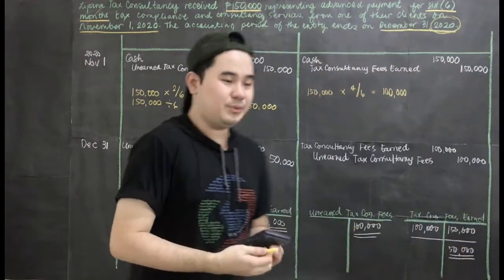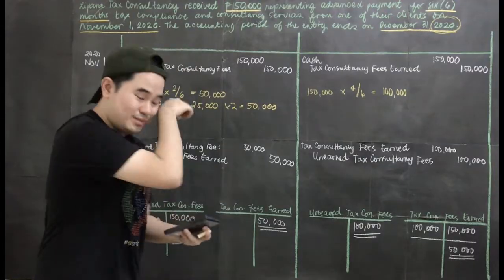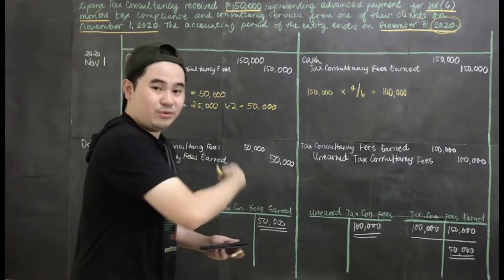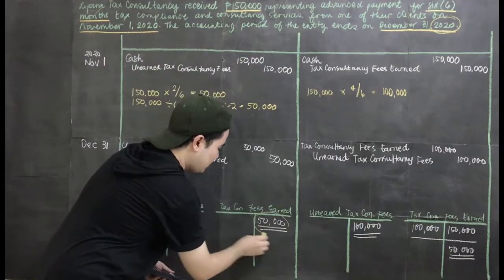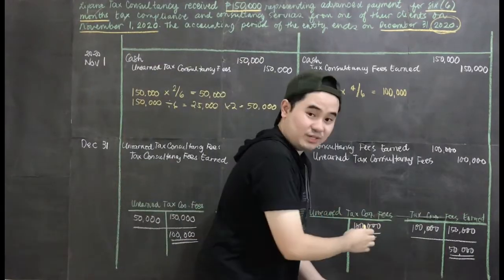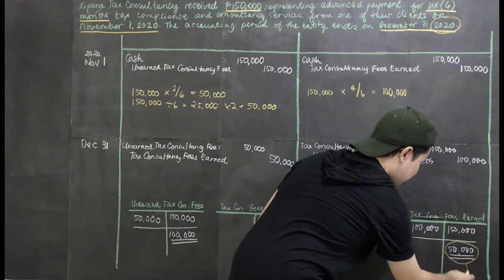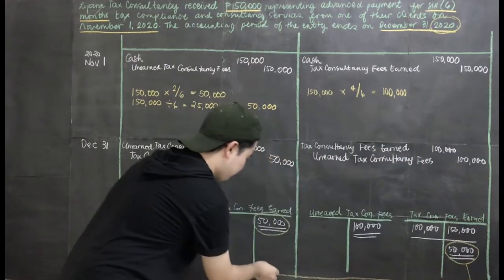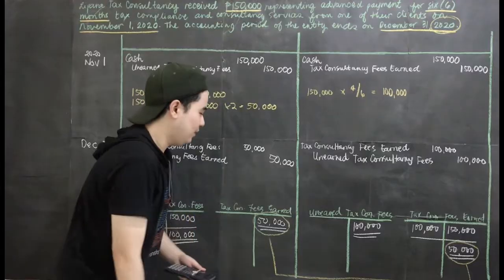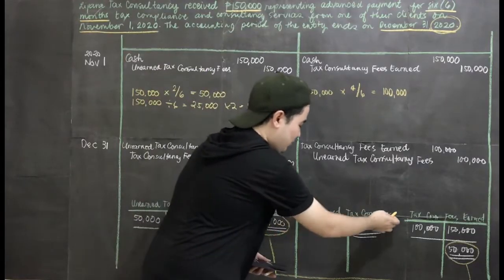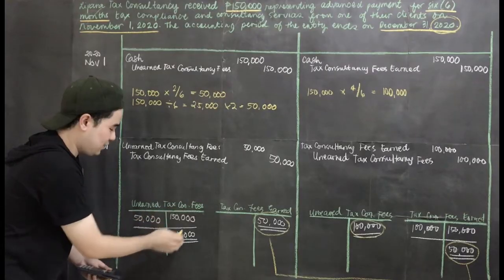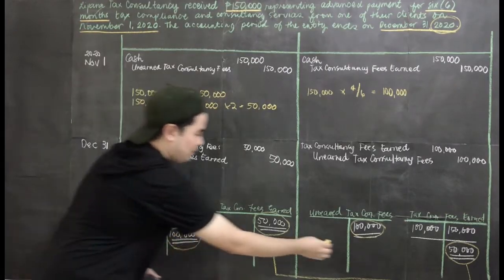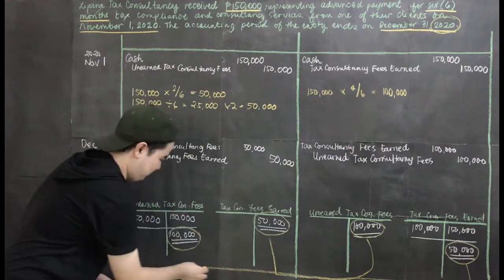Okay, so you need to see this as well. So in both of our methods, tax consultancy fees earned is 50,000. Tax consultancy fees earned is 50,000. It should just be the same. Unearned tax consultancy fees is 100,000. Unearned tax consultancy fees is 100,000. It should also be the same.